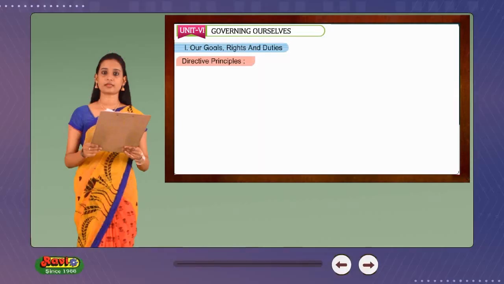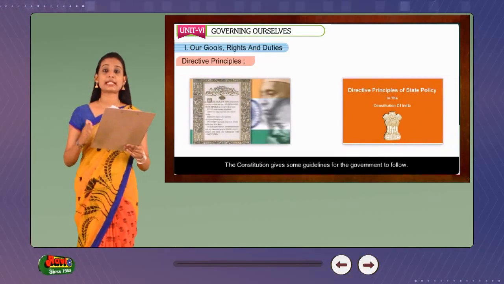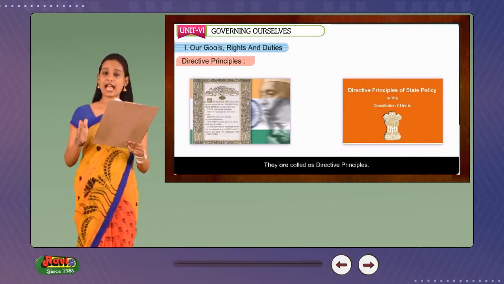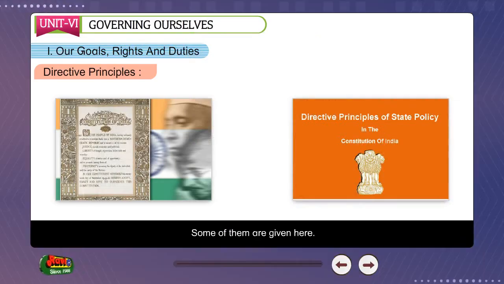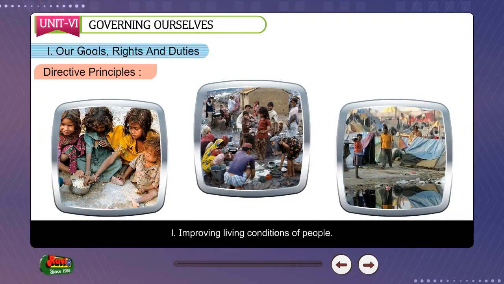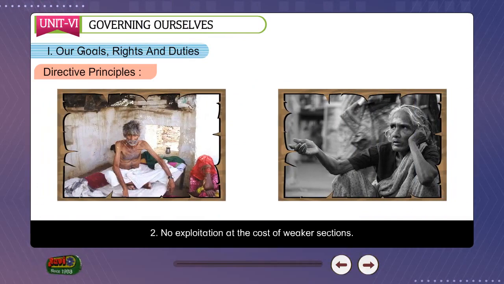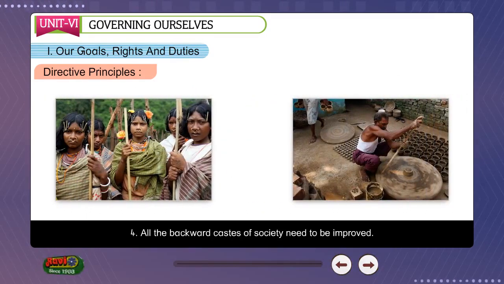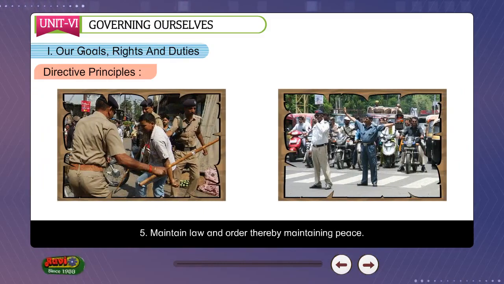Directive principles. The Constitution gives some guidelines for the government to follow. They are called directive principles. Some of them are given here. 1. Improving living conditions of people. 2. No exploitation at the cost of weaker sections. 3. Free and compulsory education up to 14 years. 4. All the backward castes of society need to be improved. 5. Maintain law and order, thereby maintaining peace.